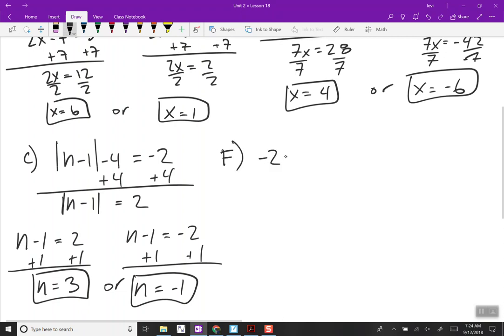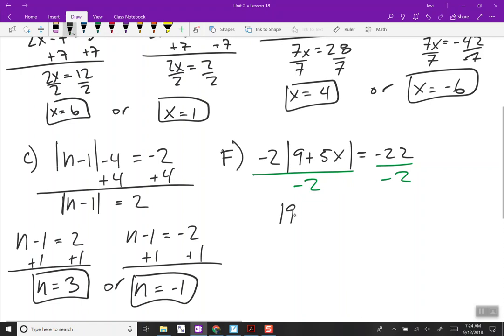It says negative 2 times the absolute value of 9 plus 5x equals negative 22. So here, what do we have outside? We've got a negative 2, and that looks kind of like the distributive property, right? Normally we might distribute this, but we're not, because we want to get rid of that. So what undoes multiplication? Division. So we're going to divide both sides by negative 2.